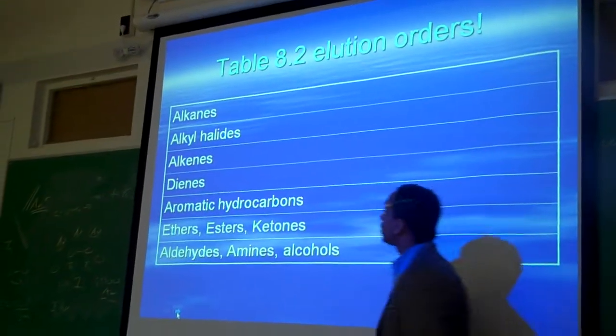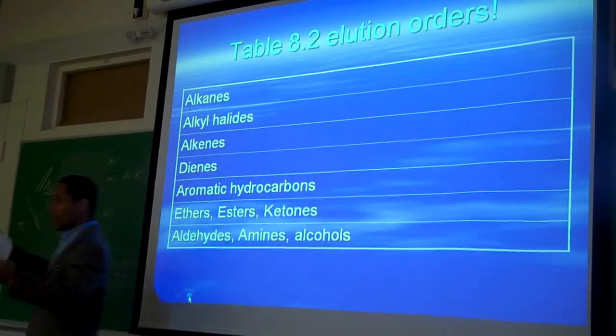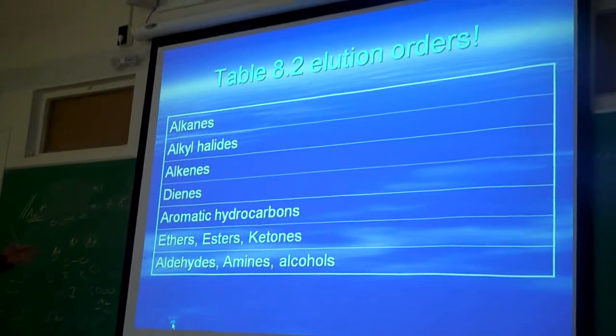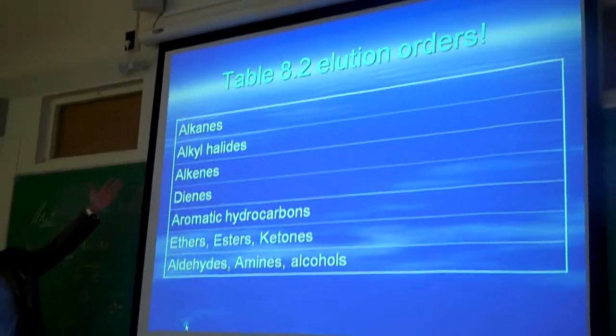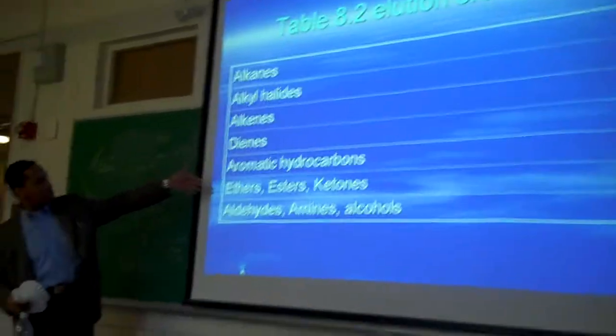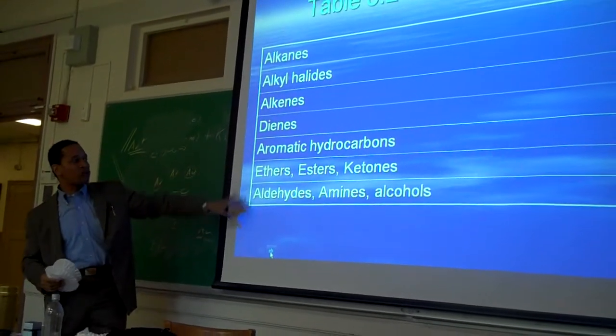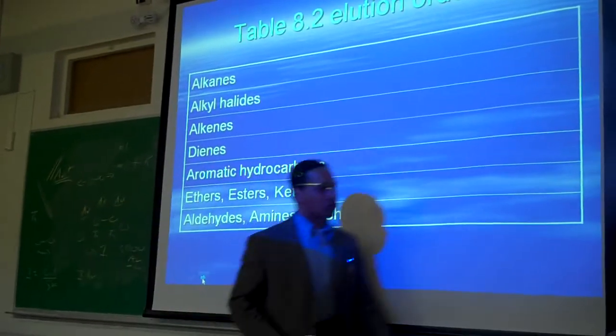Some elution orders. If you had a solution, instead of having aspirin today, if you had some different hydrocarbons, this is how they would elute. And these probably elute a little slower, being that they have oxygen groups and some nitrogen groups.